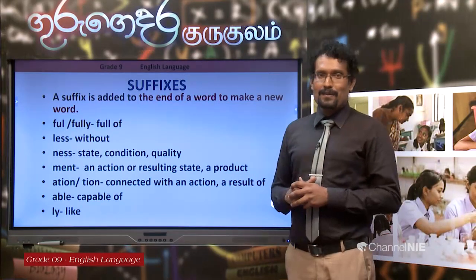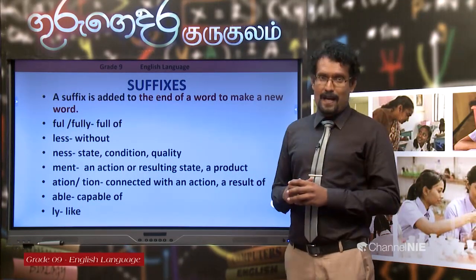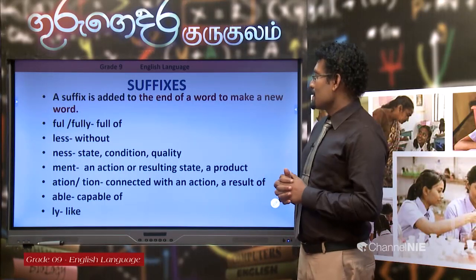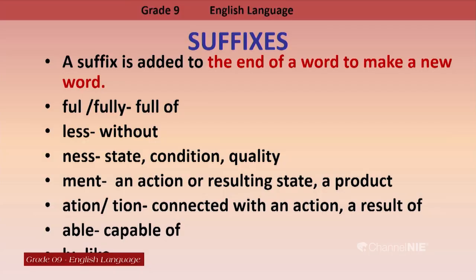Okay, now let us look at what suffixes are, right. A suffix is added to the end of a word to make a new word. So, we add a prefix at the beginning of a word, but we add a suffix at the end of a word. A suffix is added to the end of a word to make a new word. So, here I have mentioned some examples for you.